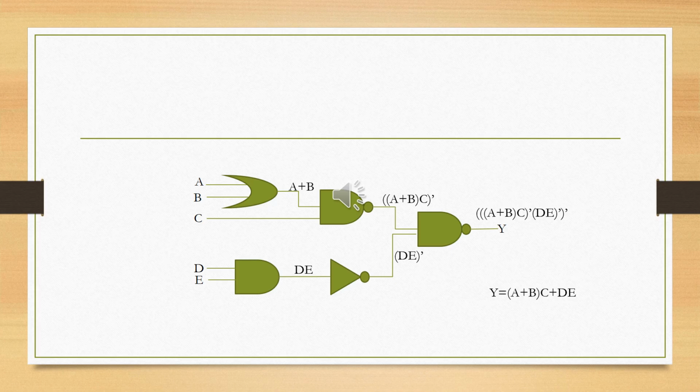Similarly this AND gate provides the answer DE, and we have one inverter here, so this DE is inverted at this point. The final NAND gate gets the inputs a plus b into c the whole bar and DE the whole bar. Again we need another whole bar for inverting this AND operation of this NAND gate.